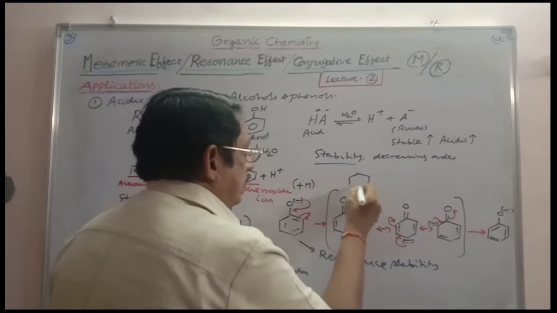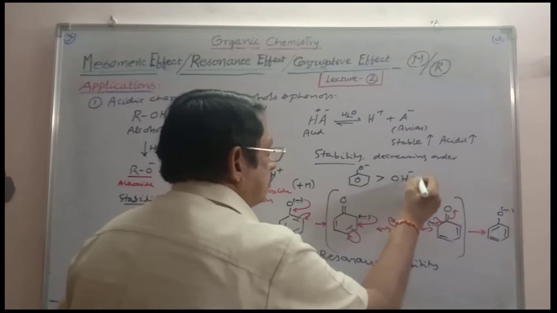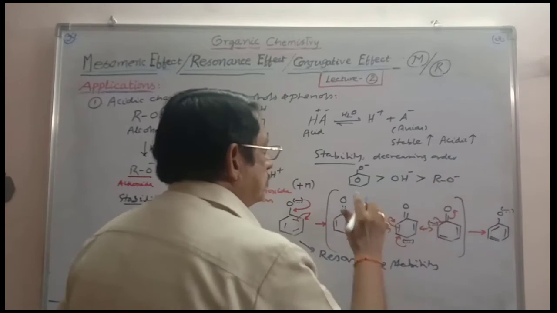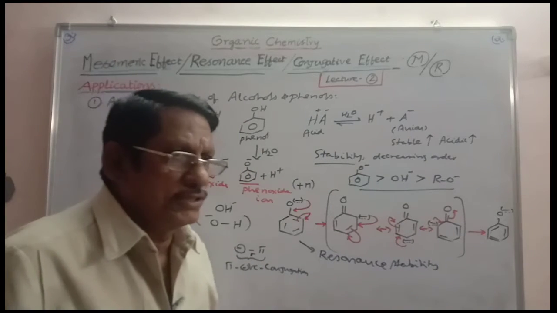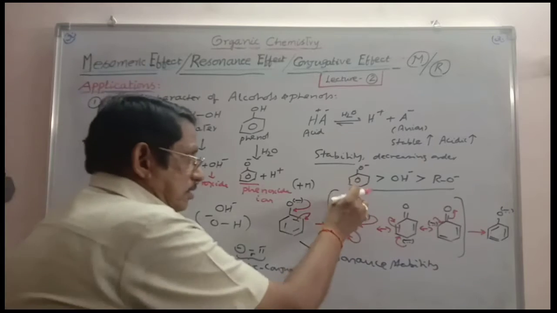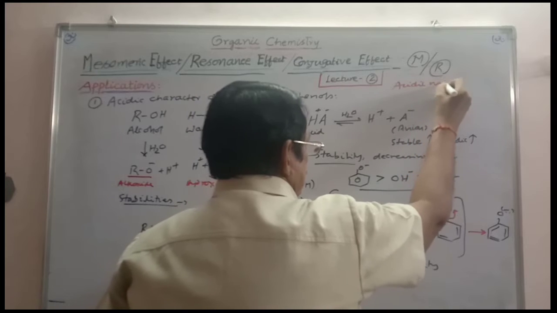First, phenoxide ion is more stable than OH minus ion, which is more stable than RO minus ion. This is the stability order. When the stability is increased, acidic character is also increased, and that is why here you have to write acidic character in this manner. Acidic nature, acidic character.